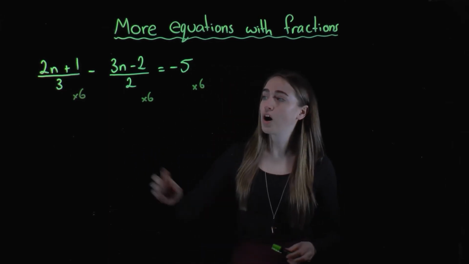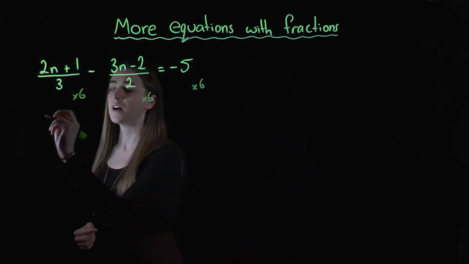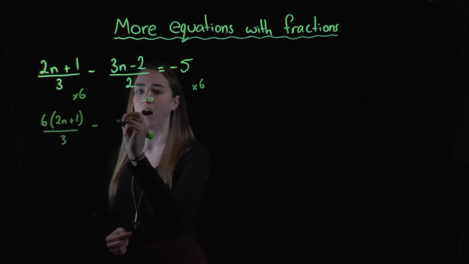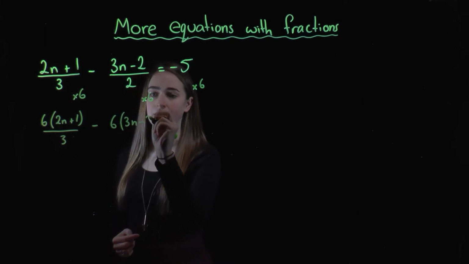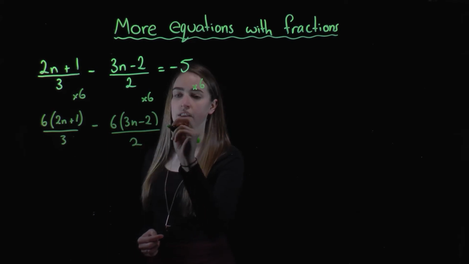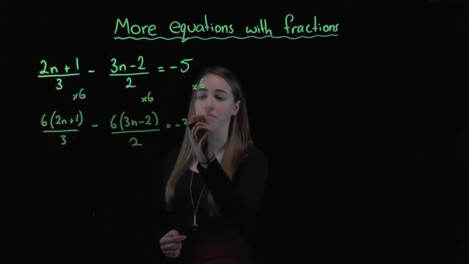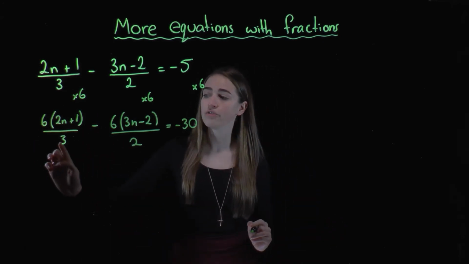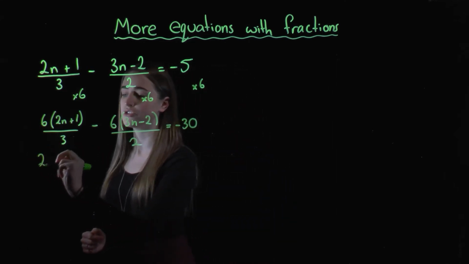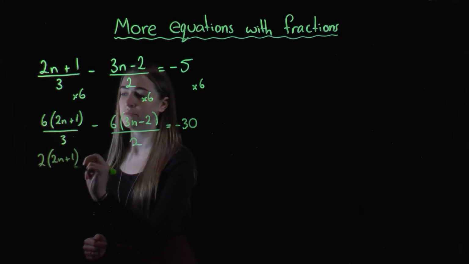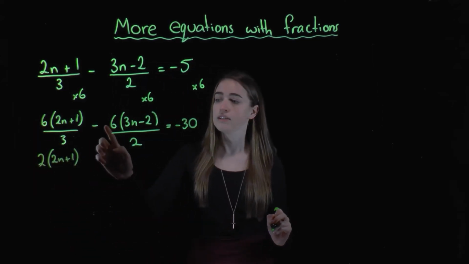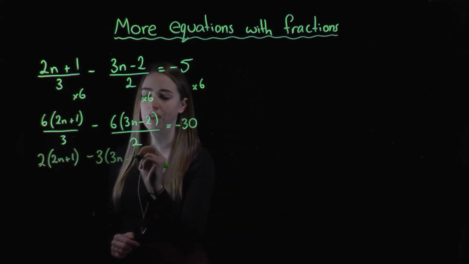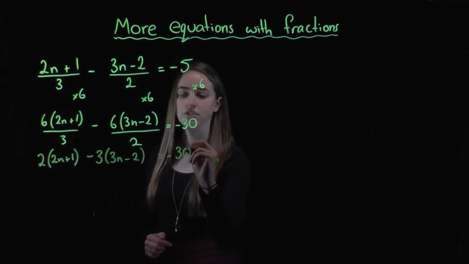All right, now when we multiply this fraction here by 6, we would end up with 6 outside of 2n plus 1 over 3. Then we're going to have minus, and we're going to have 6 outside of 3n minus 2 over 2 equals, and minus 5 times 6 would be minus 30. Now if we look at these, they can simplify down. So 6 over 3, or 6 divided by 3, will just simplify to 2 outside of 2n plus 1, because 6 divided by 3 is just 2. 6 divided by 2 would give us 3, so we're going to have minus 3 outside of 3n minus 2, and that still equals our minus 30.